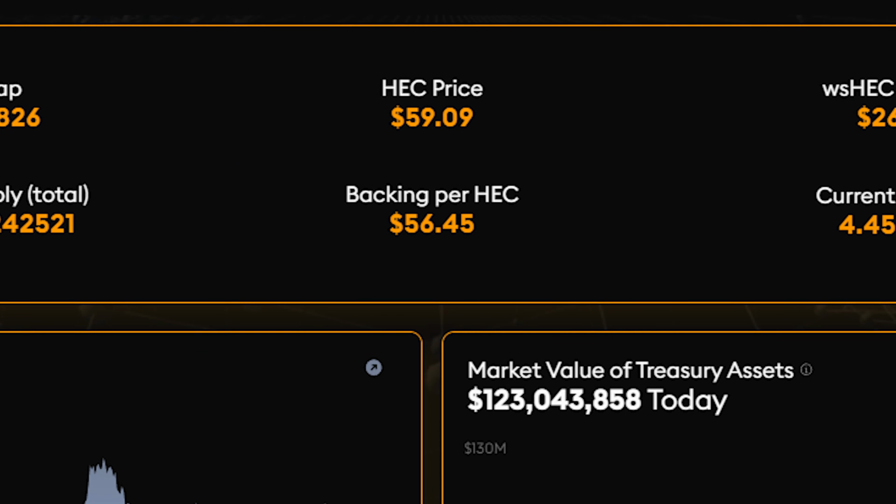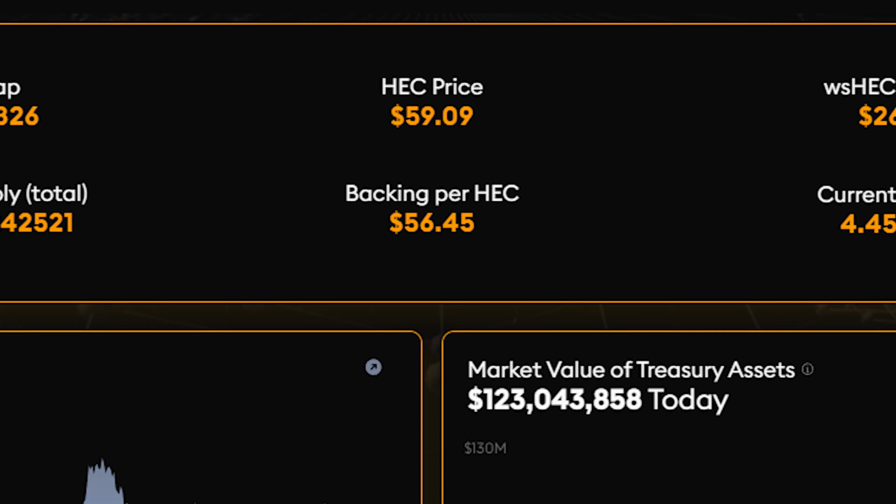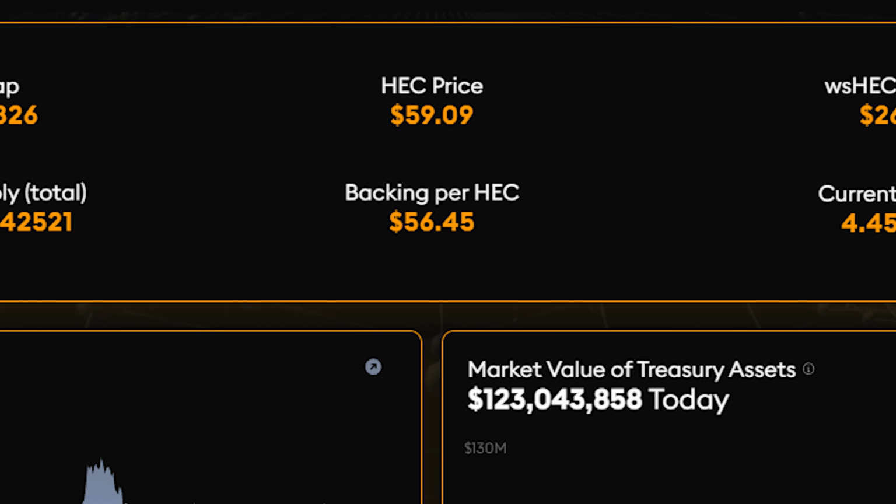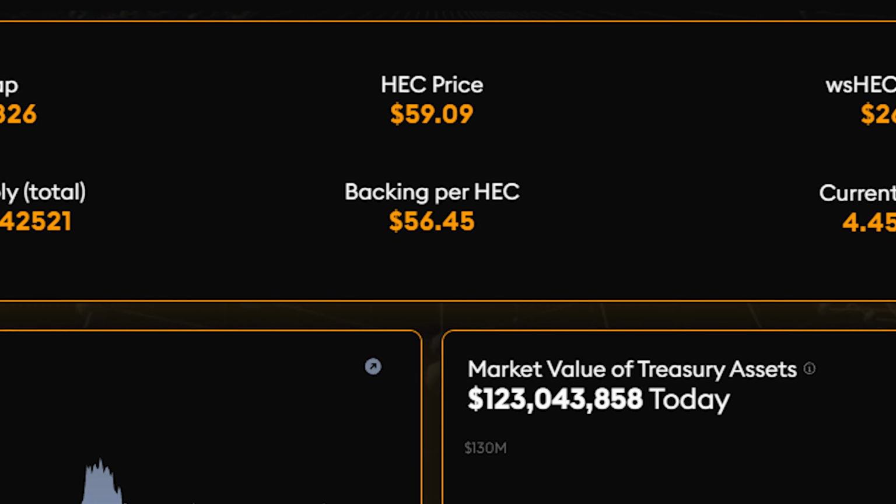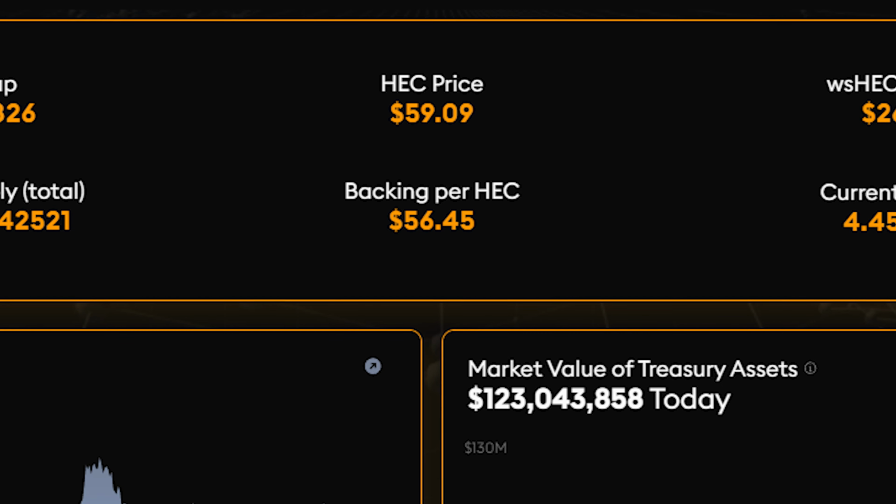But the protocol does not just correct the price when it falls below the guaranteed price. There is also a so-called risk-free value or floor price. And currently it's sitting at around $56.45 per HEC. And what that means is basically the value of the treasury assets divided by the amount of outstanding HEC tokens. And when the market price of HEC token falls below that value, the protocol is going to use these treasury assets to buy back HEC, reducing the supply and driving the price of HEC back up.